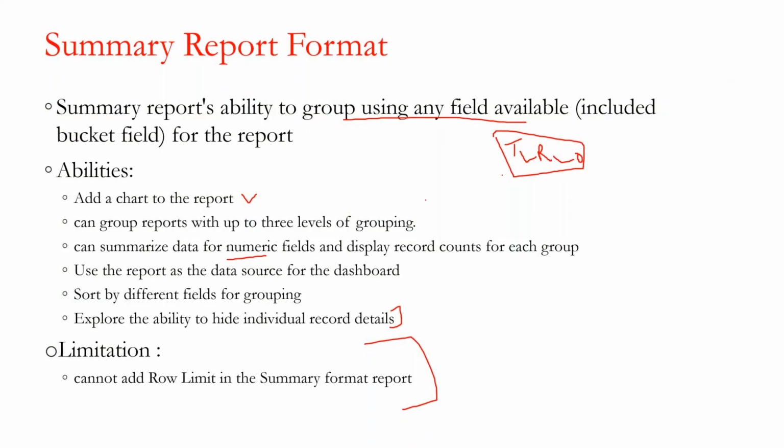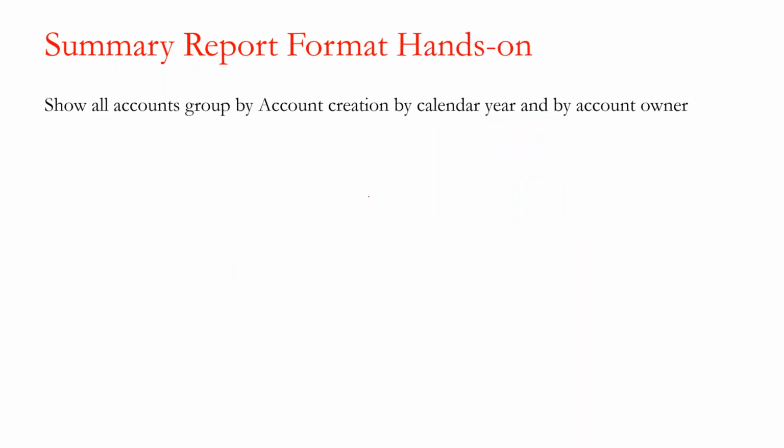So in the previous session, we understood what the summary report format is. Let's see if I want to do an example. I want to show all accounts grouped by account creation calendar year and by account owner. I want to show all the accounts in my system, see when each account was created, by whom, and who the account owner is now. So how can I do this grouping and create this summary report? It's a very basic example to help you understand how we are going to create a summary report.